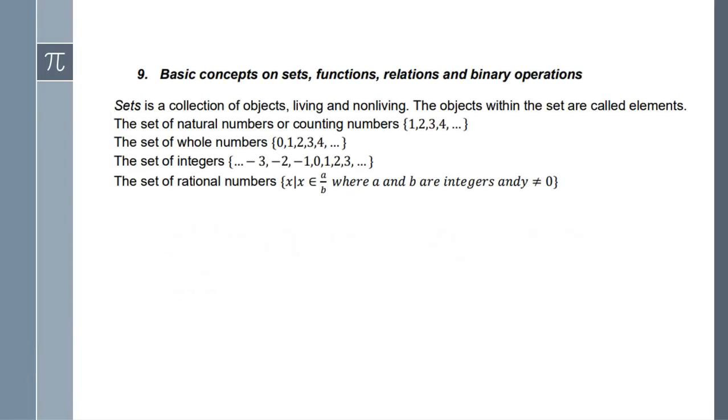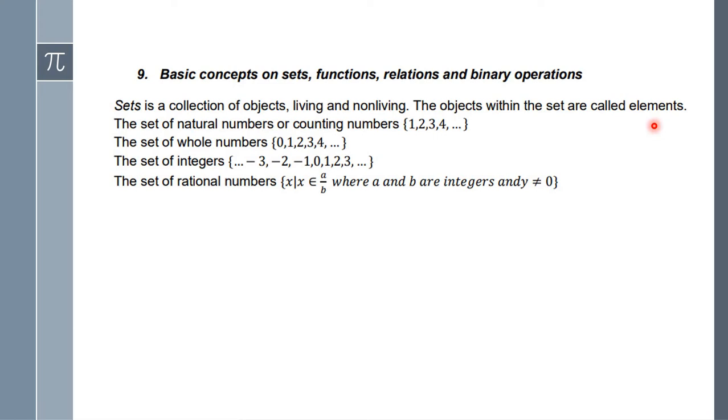So these are the basic concepts. That's the nine basic concepts: sets, functions, relations, and binary operations. So we start with sets. A set is a collection of objects, living and non-living. And the objects within the set are called elements.